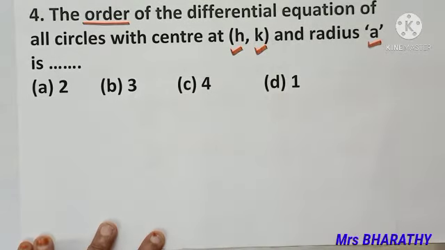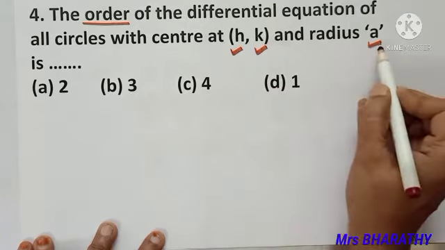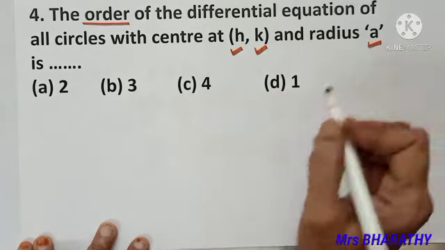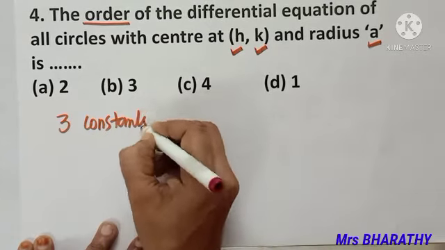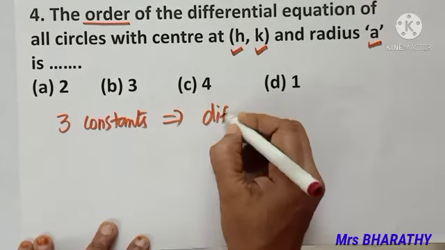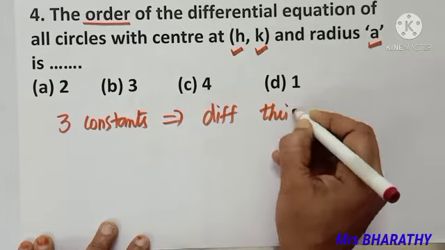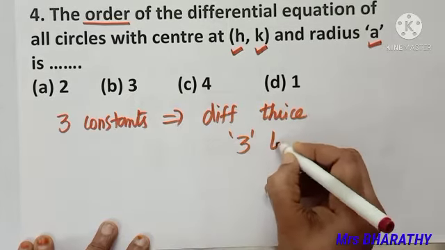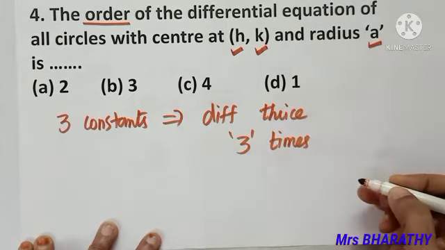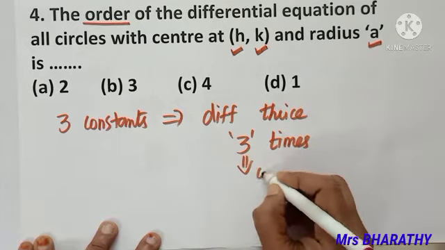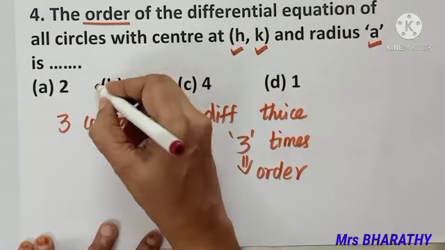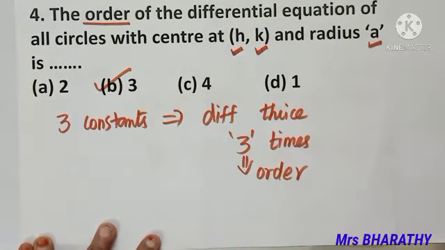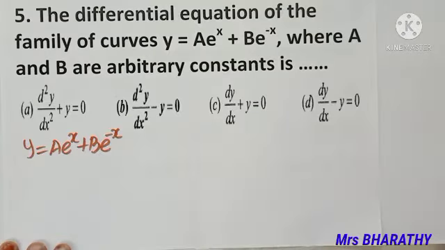There are 3 constants. As there are 3 constants, we will differentiate thrice. So 3 constants tell us that we need to differentiate thrice. That is 3 times. So 3 times tells me 3 will be the order. So the question is to find the order. Order is 3. Option B is the right choice.